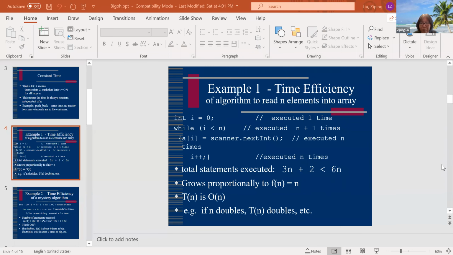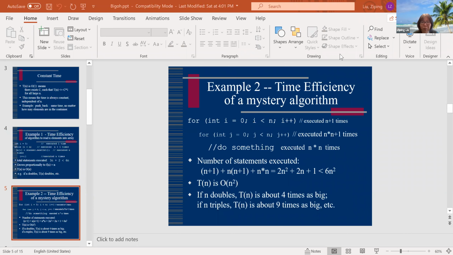And then next, let's take a look at the second example. This time we have two loops, an outer loop and an inner loop. How many times is the outer loop going to be executed? N plus 1. Then how about the inner loop? Here you need to be careful. The loop statement itself, J will loop from 0 to N.